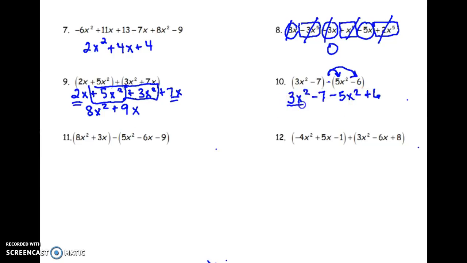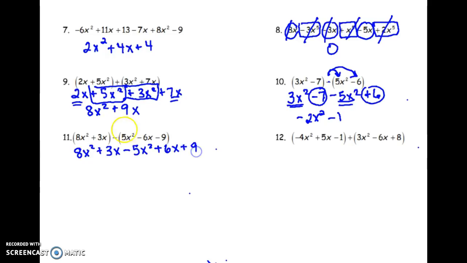Okay, so this would become 3x squared minus 5x squared is negative 2x squared. Okay, and then you've got your negative 7 plus 6 would be minus 1. And then you're done there. Okay, 11, I'm going to actually rewrite this, plus 3x, I'm going to say minus 5x squared, plus 6x, plus 9. So again, it's like you're distributing a negative 1. Okay, now when I combine my like terms, I get 3x squared, plus 9x, plus 9.